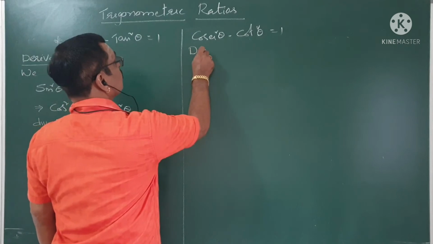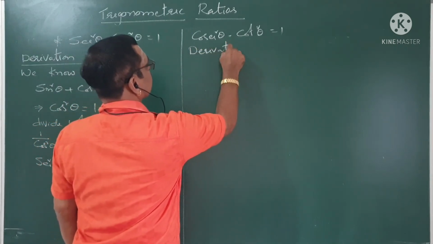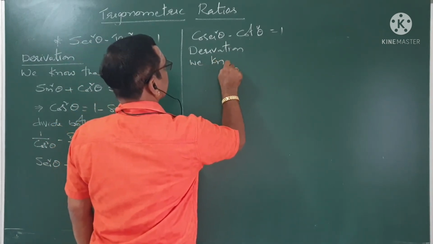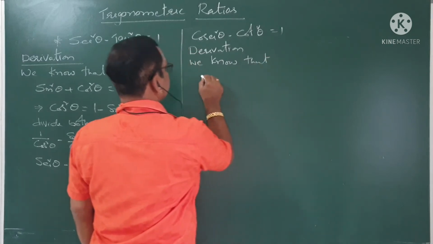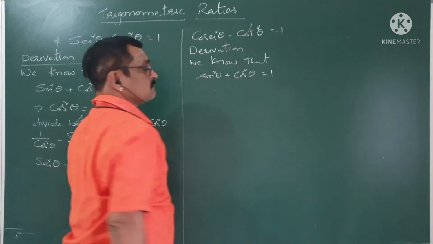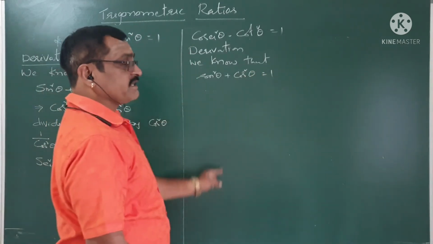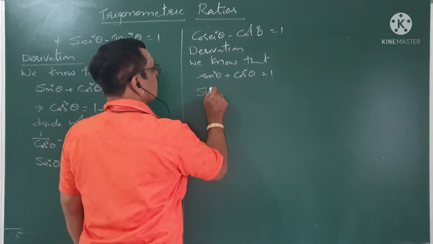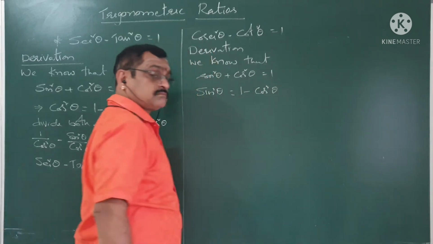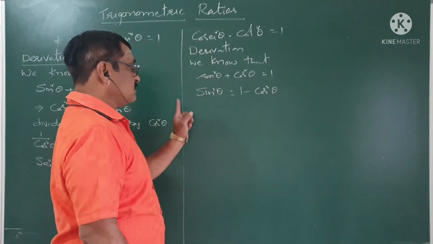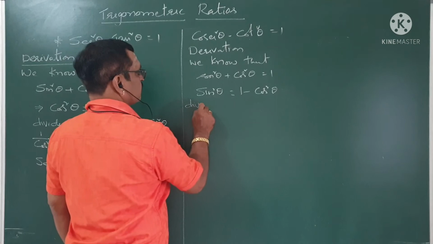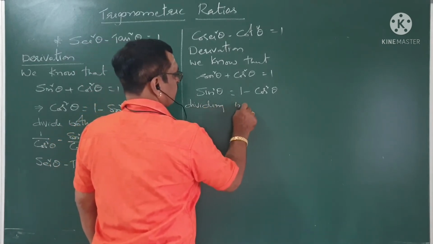Again, for this also, derivation. We know that sin square theta plus cos square theta is equal to 1. This time, I keep sin square theta this side and I take cos square this side. 1 minus cos square theta. To get these results, I am going to divide both sides by sin square theta. So dividing by sin square theta.